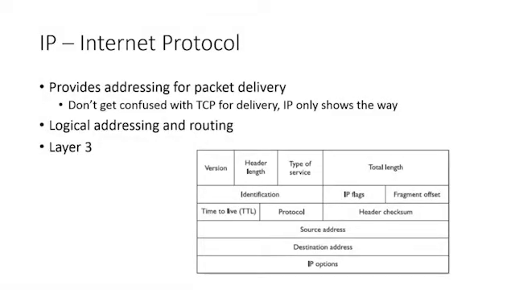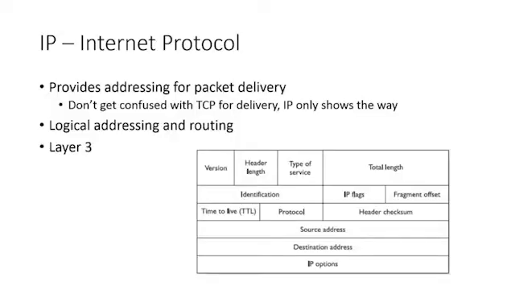And then that internet protocol, just taking a look here at its header, we know that IP protocol provides addressing for packet delivery. It shows us the way, right? Now, don't get that confused with TCP. We know TCP is responsible for the actual delivery. IP addressing just says, hey, you need to go that way to get to your destination. Internet protocol, logical addressing. We need to think about routers and routing when we're talking about IP. Layer 3.